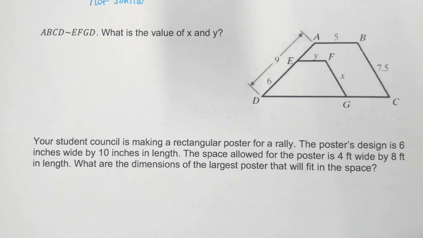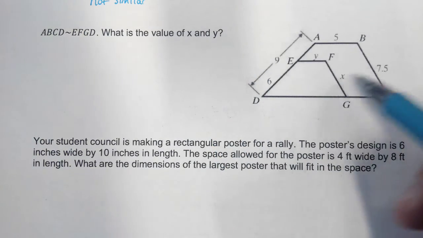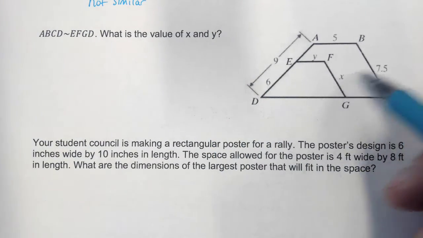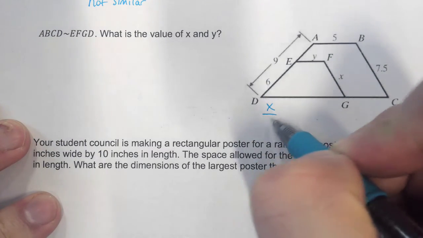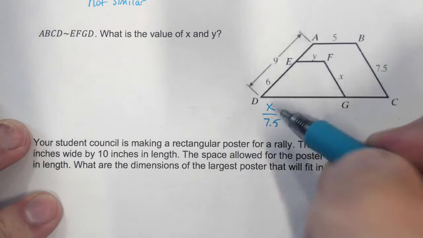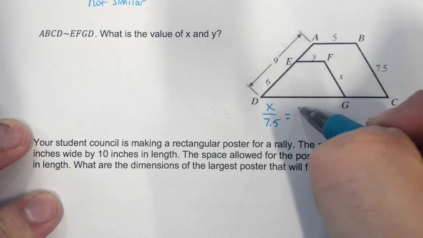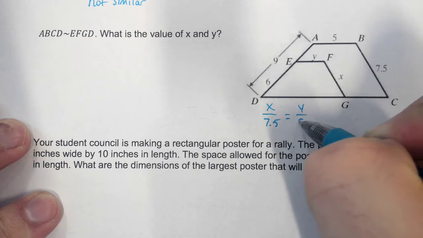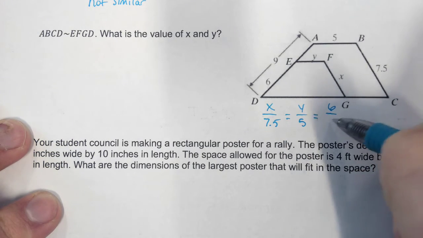All right, a couple more problems here. It says these two figures are similar. We're asked to find the value of x and y. So just set up some proportions with corresponding sides. So let's see. I would have x corresponds to 7.5 is equal to top and top. Y corresponds to 5 is equal to 6 corresponds to 9.